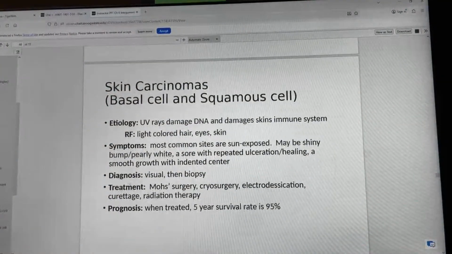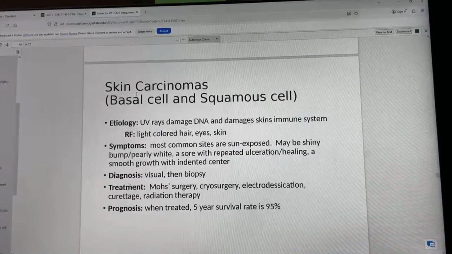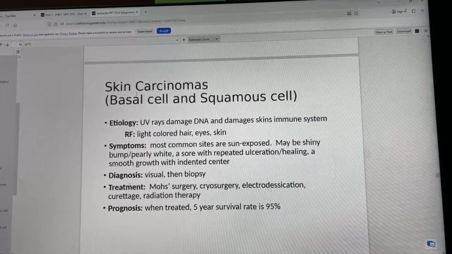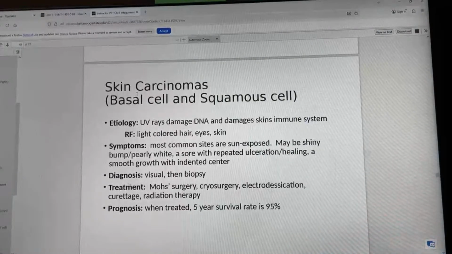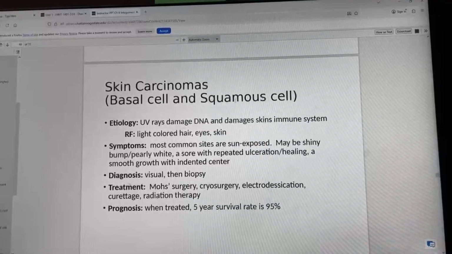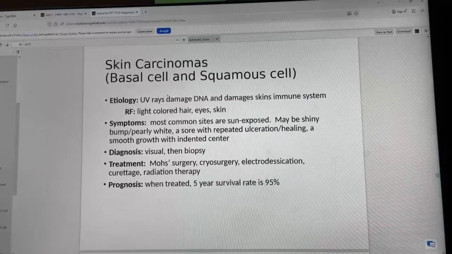All right, so once it becomes full-blown skin cancer, we've got three different types of skin cancers, and you might have heard of these before. You ever heard of basal cell carcinoma, squamous cell carcinoma, and melanoma? Those are the three skin cancers. Melanoma is by far the most severe and the most invasive of the three. Squamous cell and basal cell are usually very easily treated. What causes this is obviously UV ray damage. It damages the DNA of the skin.